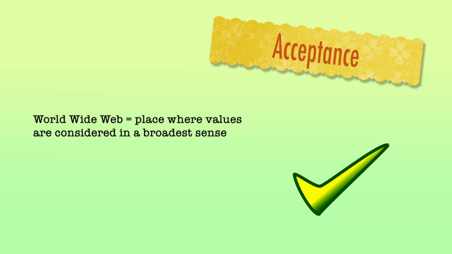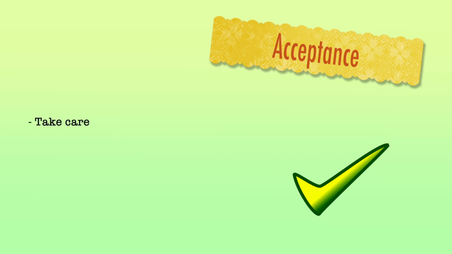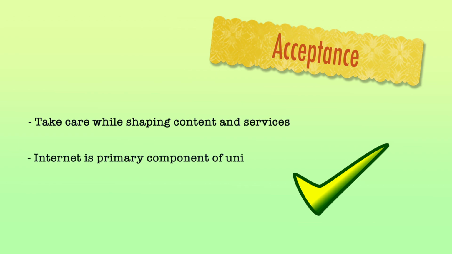Internet ethics means acceptable behavior for using the internet. We should be honest and respect the rights and property of others on the internet. Acceptance. World Wide Web is not a wild wild web. It's a place where values are considered in the broadest sense. We must take care while shaping content and services, and we should recognize that the internet is not apart from universal society, but it is a primary component of it.